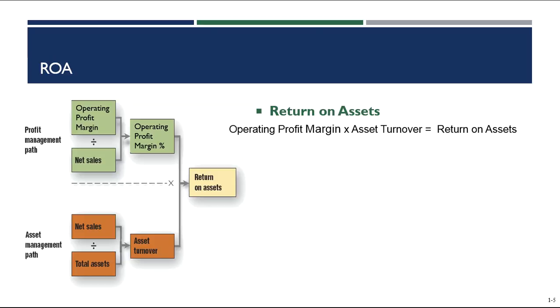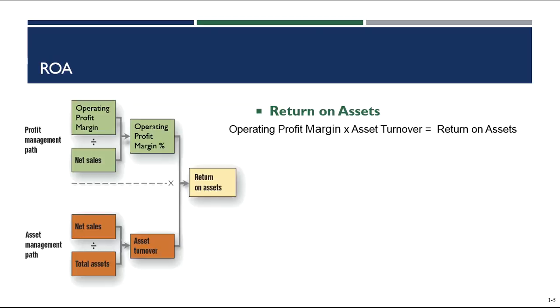So when we combine the profit management path with the asset management path, we can finally get to our return on assets, which measures success for the retailer. So we're going to take our operating profit margin percentage, which we calculated when we looked at the profit management path for both Costco and Macy's, and we're going to multiply that by the asset turnover in order to get ROA. And so when we look at just the profit management path and we look at just the operating profit margin percentage, we can see that Macy's is outperforming Costco. When we look at the asset management path, however, Costco is outperforming Macy's.